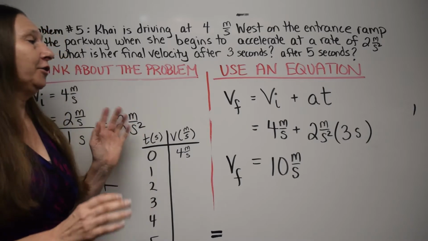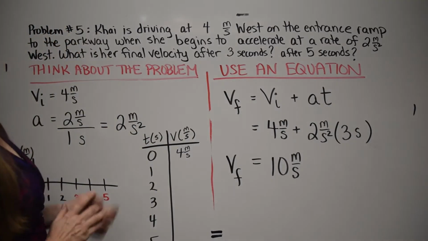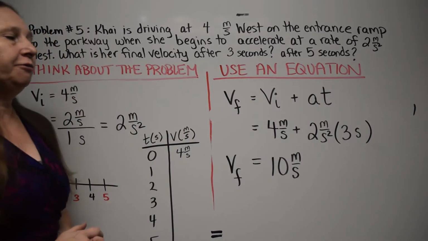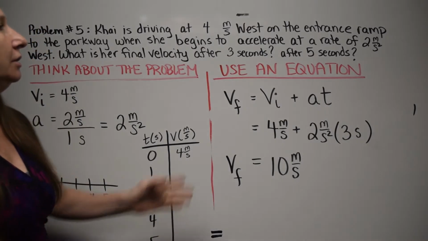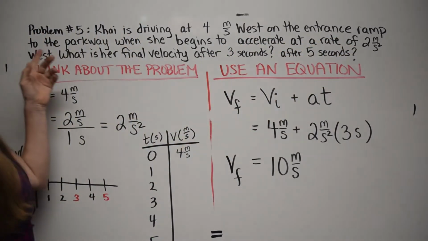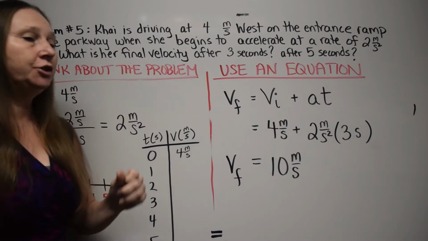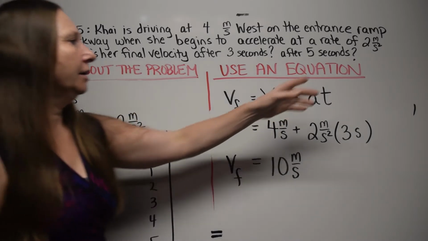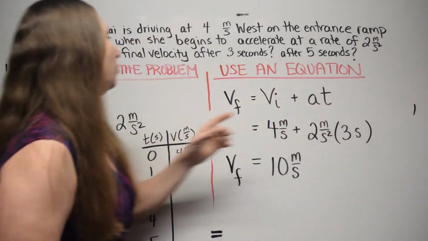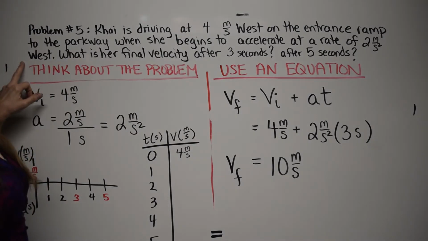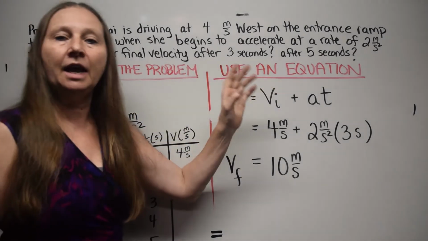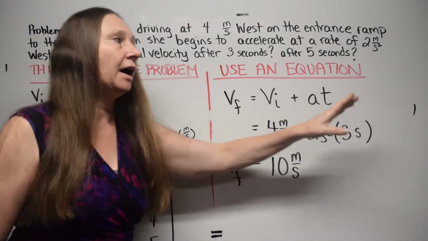So here we have another fine physics problem. Kai is driving at 4 meters per second west on the entrance ramp to the parkway when she begins to accelerate at a rate of 2 meters per second squared west. What is her final velocity after 3 seconds and after 5 seconds?